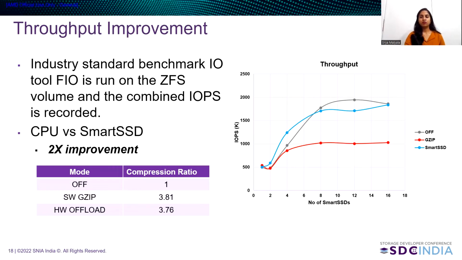We can see that offloaded GZIP can give as much as a 2x improvement in performance with a higher number of pools. And it is fair to say from the graph that offloading is as good as no compression in terms of throughput.